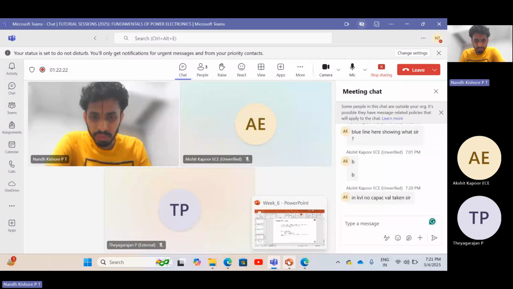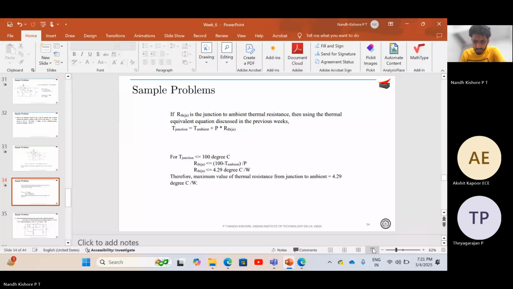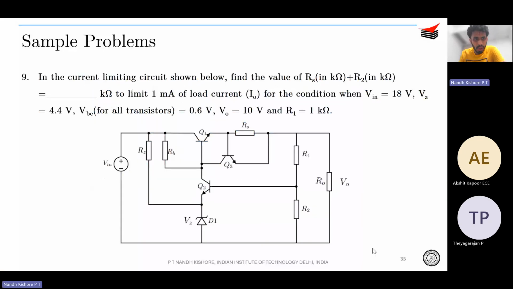Okay. So we will go on to the next question. In the current limiting circuit shown below, find the value of Rs plus R2.